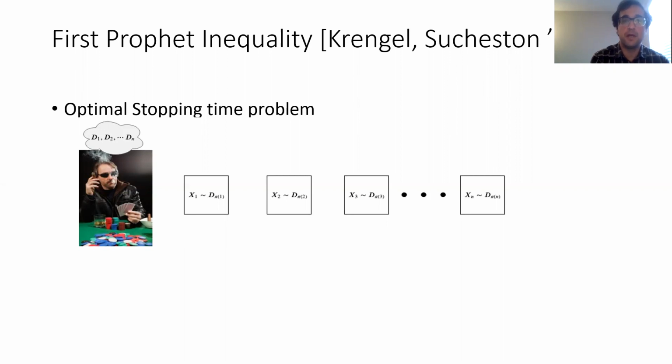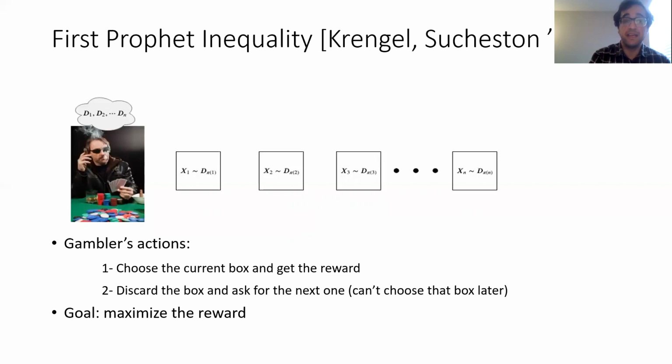Boxes arrive one by one sequentially, and the gambler can open each arriving box and see the value inside of it. Then he can either choose the current box and get the reward, or he can discard that box and ask for the next. The goal here is to maximize the gambler's reward. And the main question is to design the optimal policy. However, such an optimal policy can be very complicated. So we are looking for an approximately optimal policy.